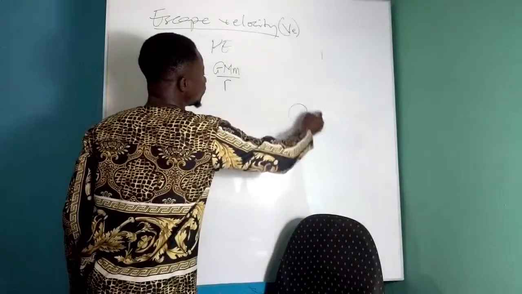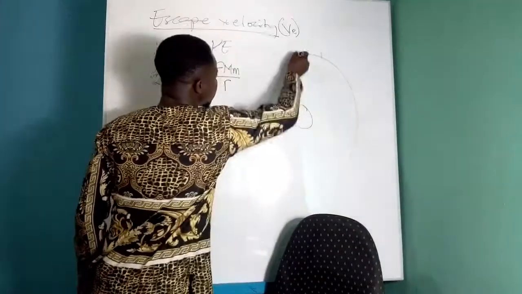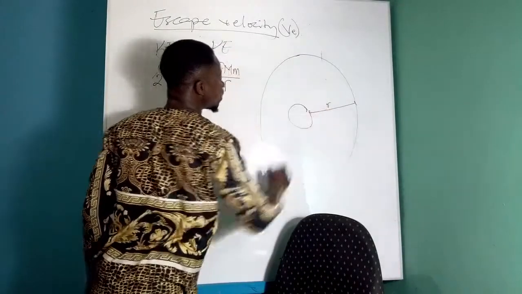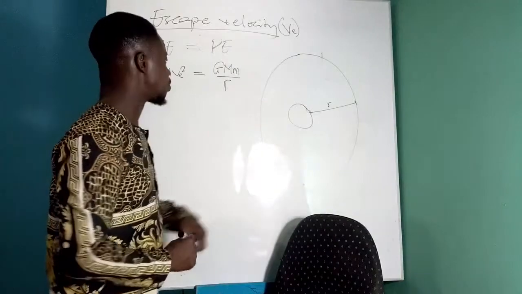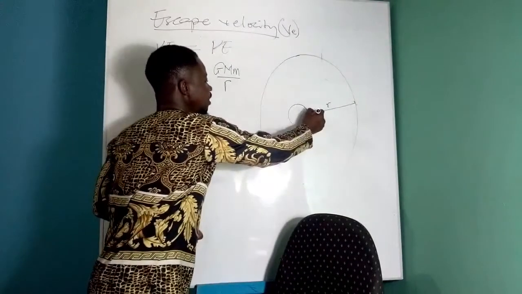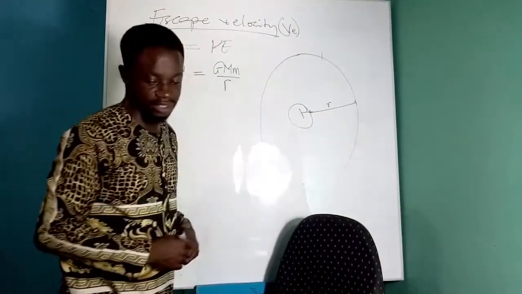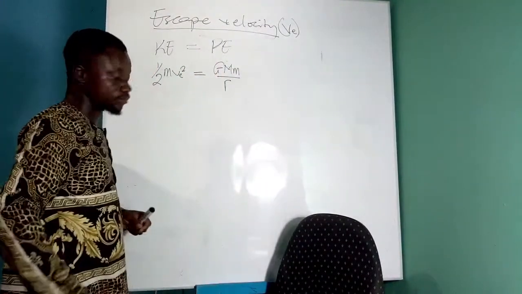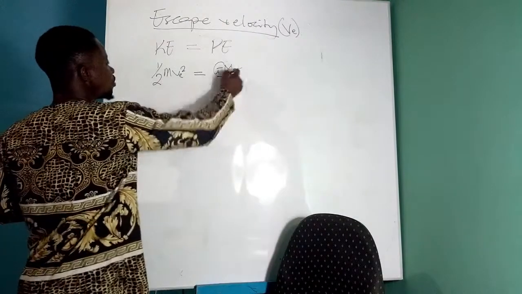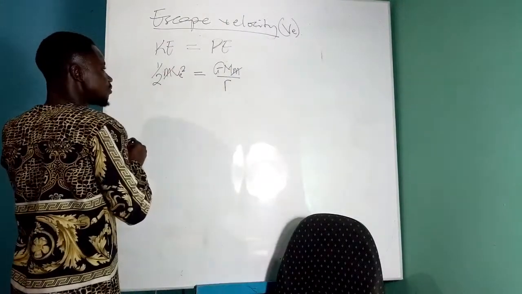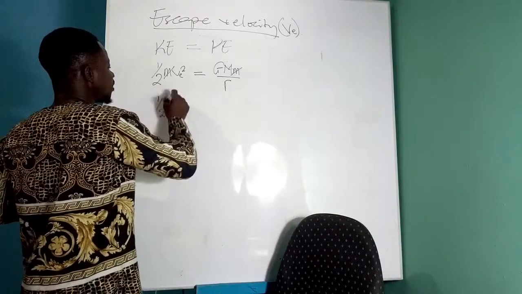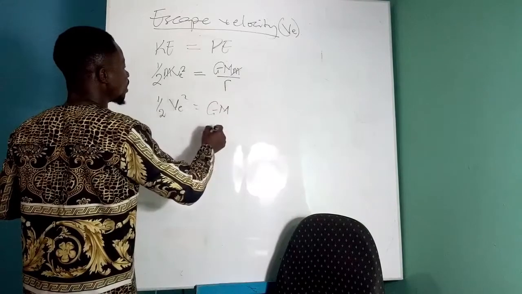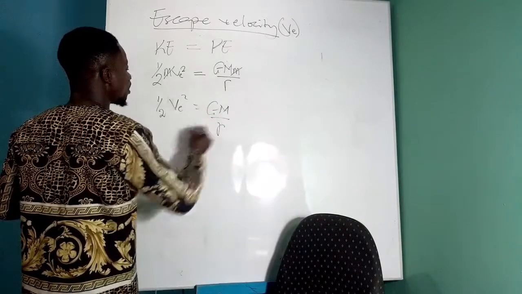So for instance, if this is the Earth's surface and the Earth's gravitational field is like this, then the distance from here to here becomes R. Remember, because gravitational force is measured from the center of the Earth, the distance R is measured from the center of the Earth. So when we simplify this equation, we get half VE squared is equal to G capital M over R.